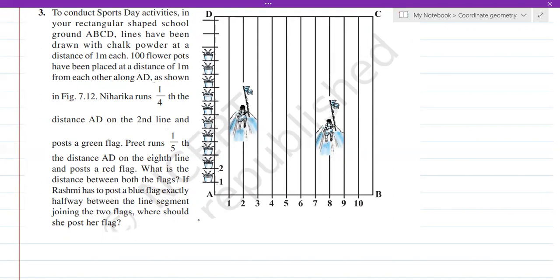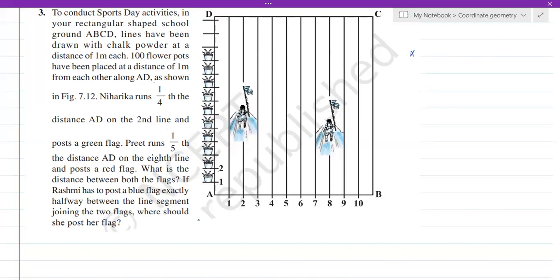Now, let's say the first girl who's running here, this girl is Niharika. Niharika, let's say she is running 1/4 of the distance. Now, what is the distance of AD? If you observe, in AD, we have placed how many pots? 100 flower pots. Each pot is at a distance of 1 meter. So, therefore, AD value will become 100 meters because there are 100 pots, isn't it? Therefore, the value of AD is 100 meters.